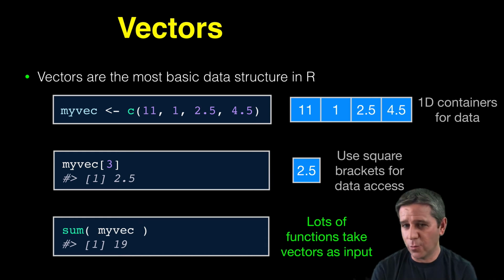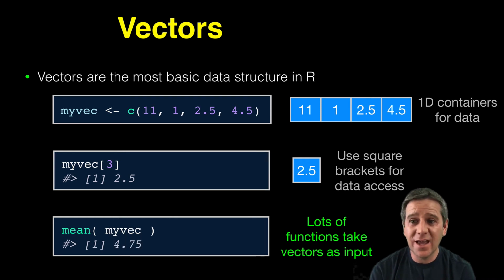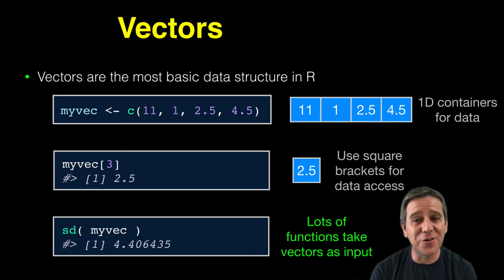I can do numeric summaries, like the sum here, for example. This will add up the values within the vector. So 11 plus 1 plus 2.5 plus 4.5 equals 19. I could take the average with the function mean. This will calculate the mean value of all those within the vector. Or sd here, that's not San Diego, that's standard deviation, another summary statistic. All these functions, and there are many others, work on a vector as a whole and compute something from it, like a summary statistic in this case.